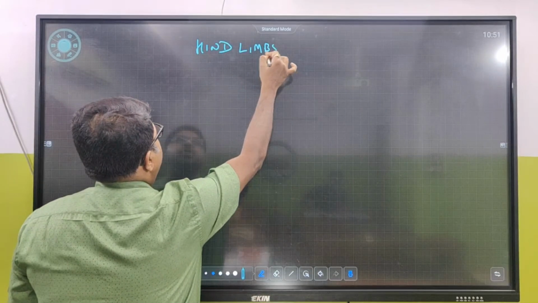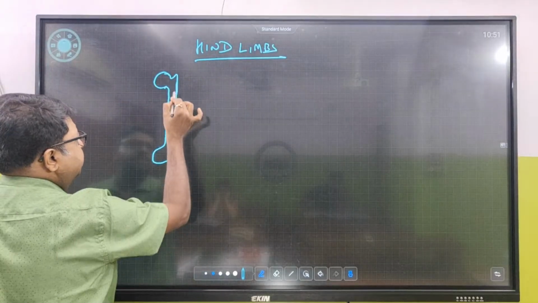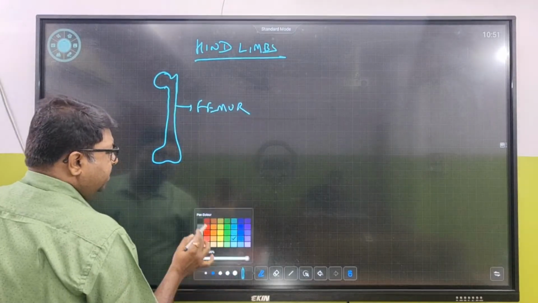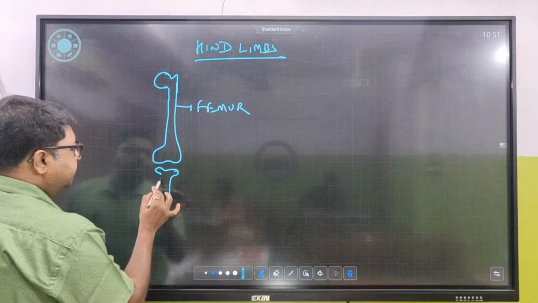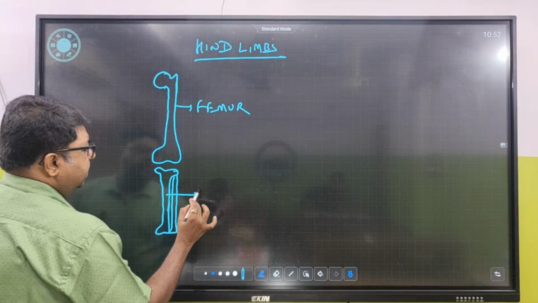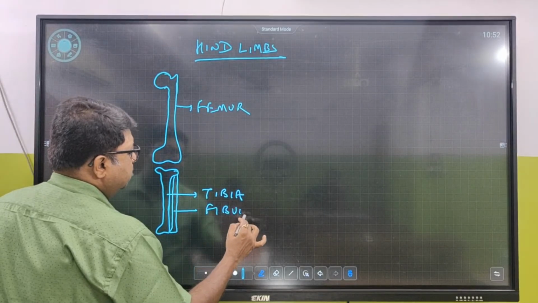Hind limbs. So when we talk about hind limbs, this is femur. We call it the longest bone. Femur is the longest bone. And then this is tibia and this one is fibula.